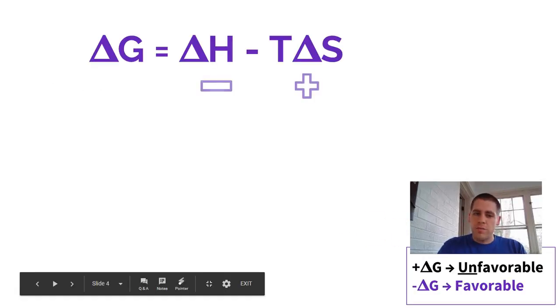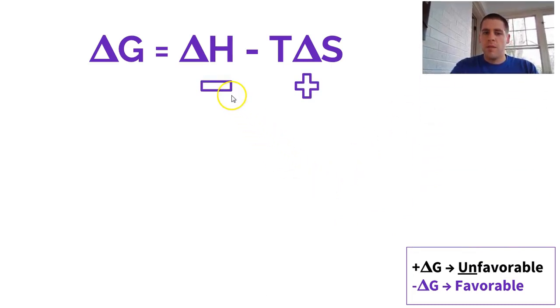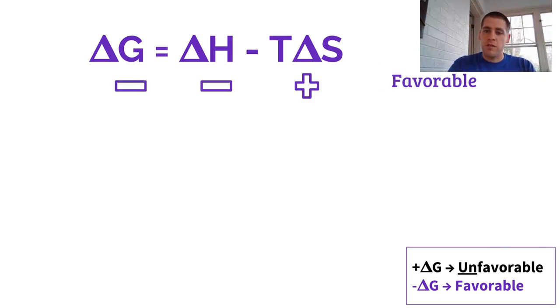All right, so let's look at all the possible combinations. We've already looked at this example. If you have a negative delta H, that's an exothermic reaction, and an increase in entropy, that's more dispersal, then it's going to be a favorable reaction, right? That's always going to be favorable. Your delta G is always going to be negative, right? A negative minus a positive is always negative.